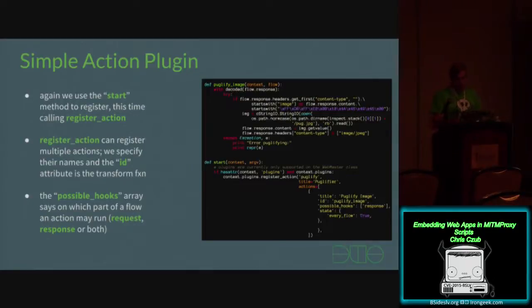And it's important to note that the ID attribute in here is actually the transformation function. So you specify ID as puglify image, which is our method at the top level of the module or the script. And then you can also specify possible hooks. So you can say that this transformation can only run on requests, or can run on requests and responses, or only responses. So for our puglify plugin, it really only makes sense to run it across responses. So we specify that.